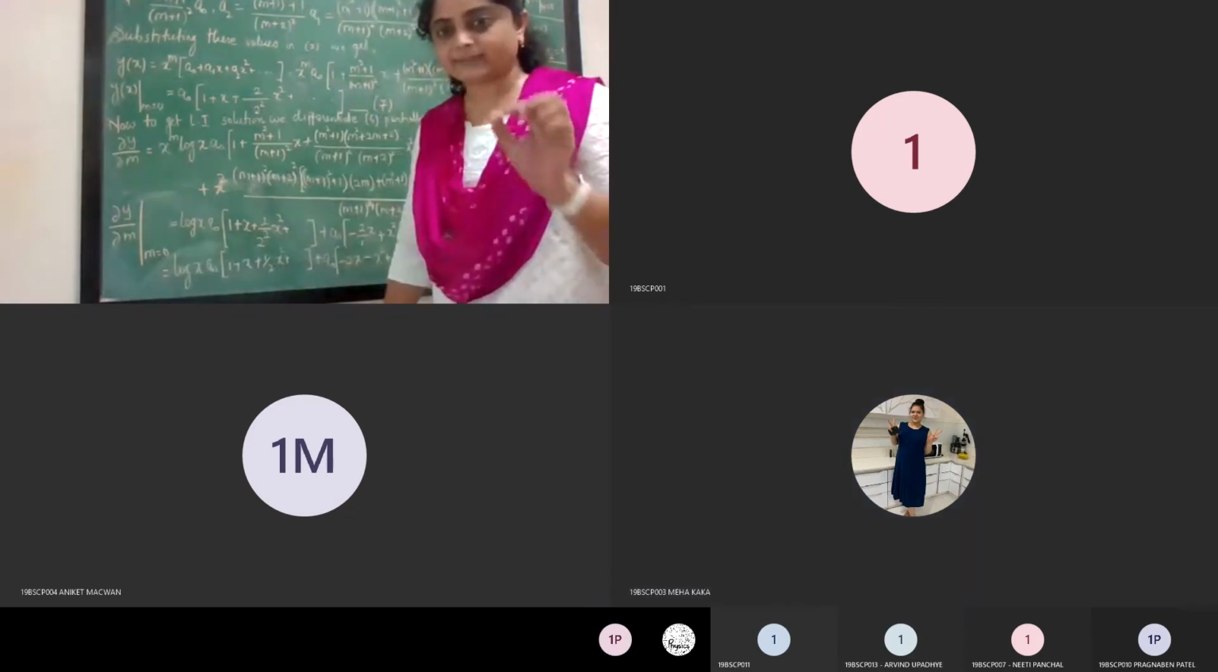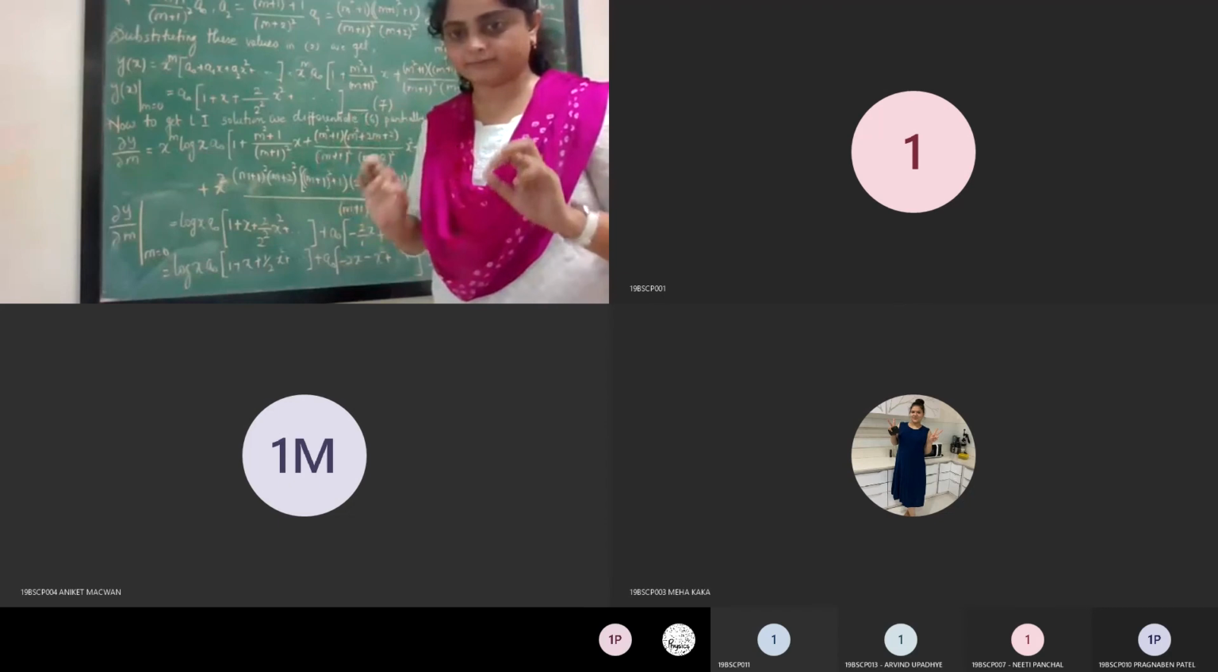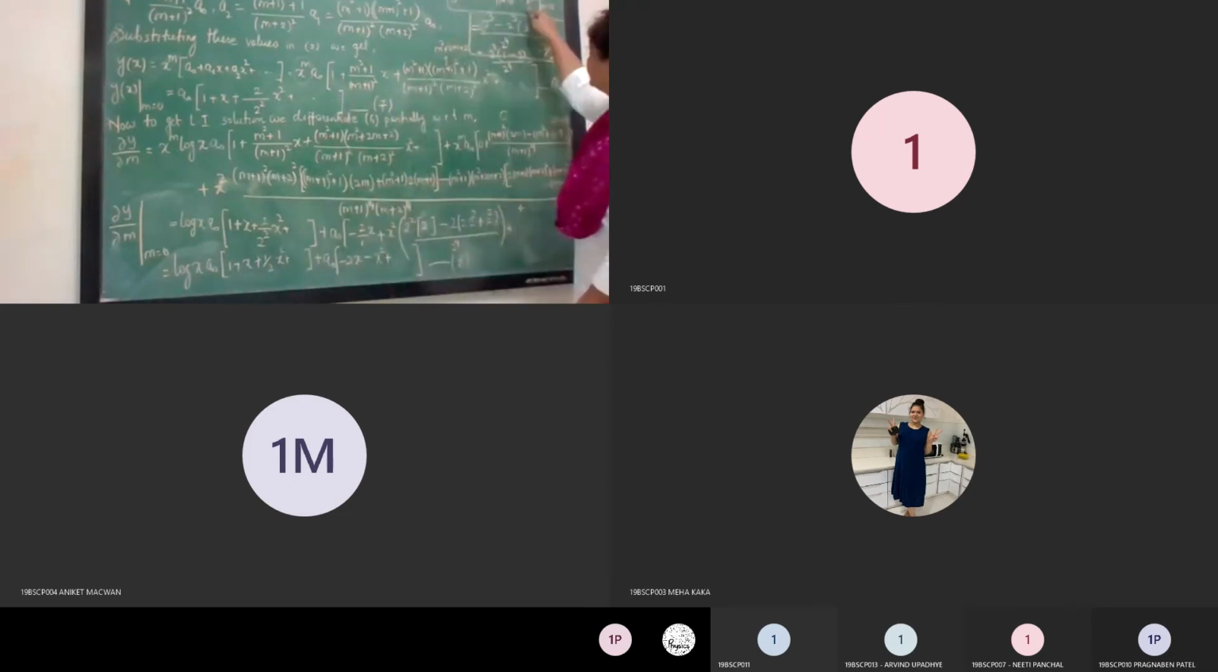समझ में आया ना सबको? एग्जाम्पल खत्म कैसे करना है? फ्रॉम 7 and 8 the general solution of 1 is given by करके फिर ये फॉर्मूला लिख के by this and this substitute, value of this and this you have to substitute.